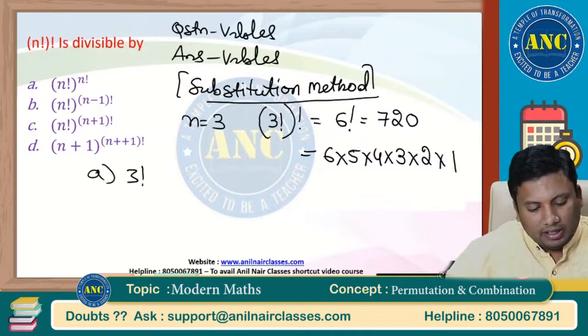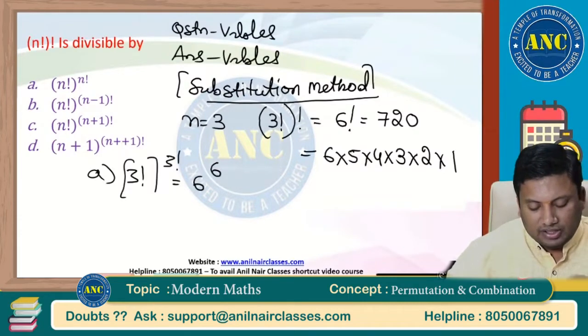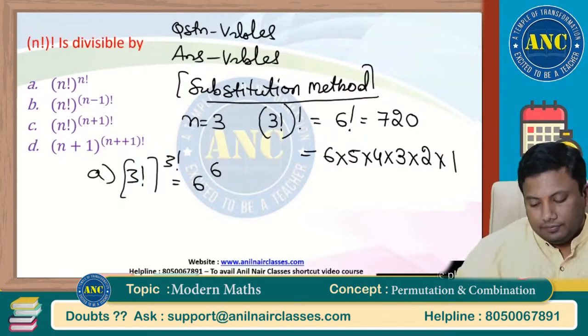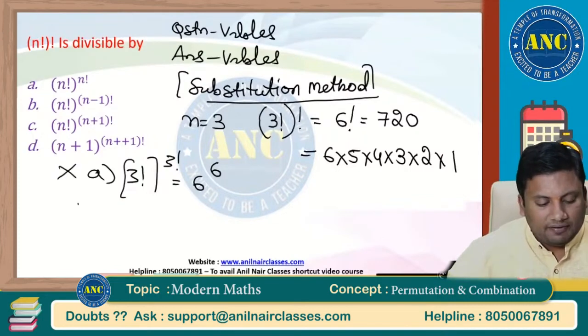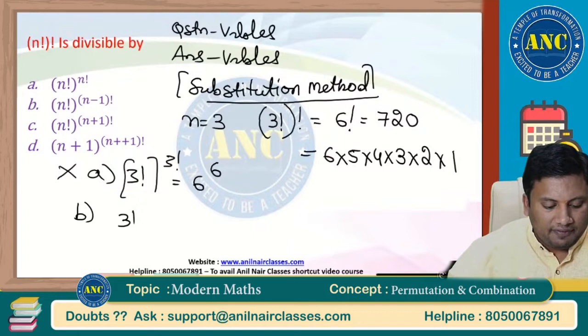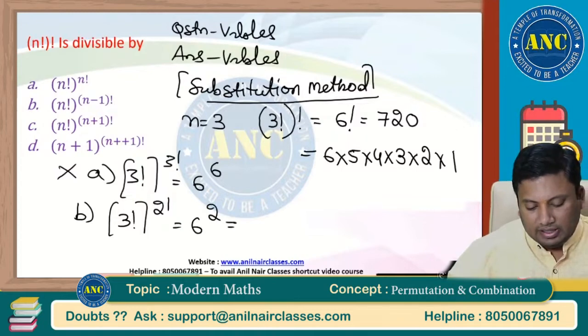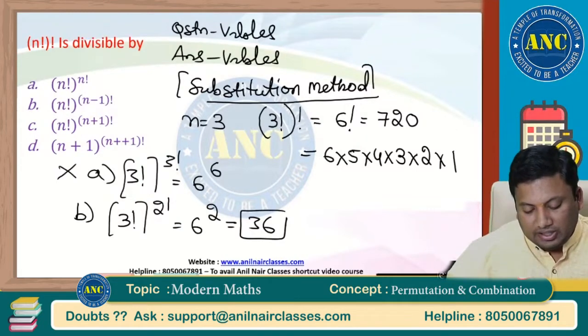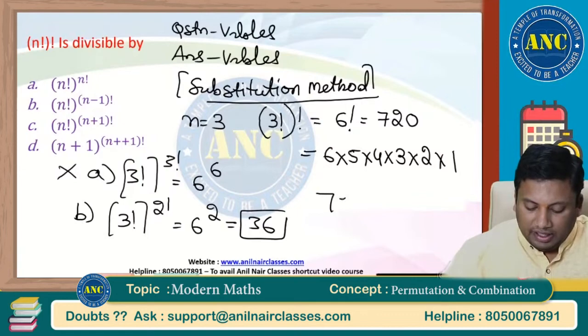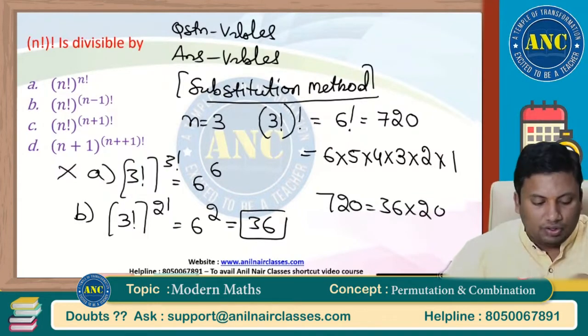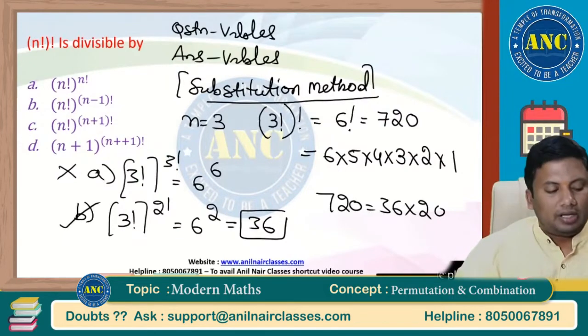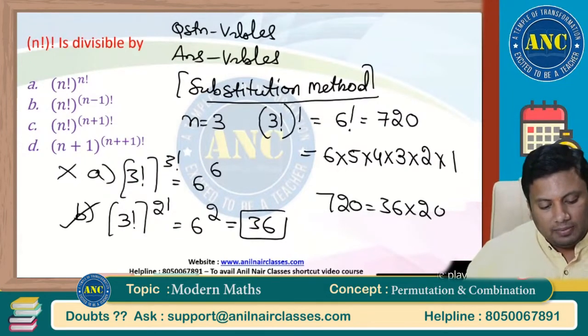This is nothing but 3 factorial power 3 factorial, that is 6 power 6. 6 power 6 will not divide 720, so the first one is not possible. Now 3 factorial power 3 minus 1, that is 2 factorial. It is 6 square, 36. Does 36 divide 720? Yes. 720 is 36 into 20. The answer is option B.